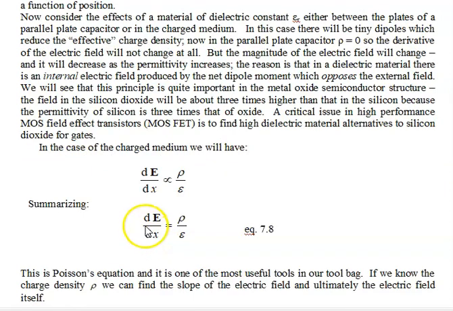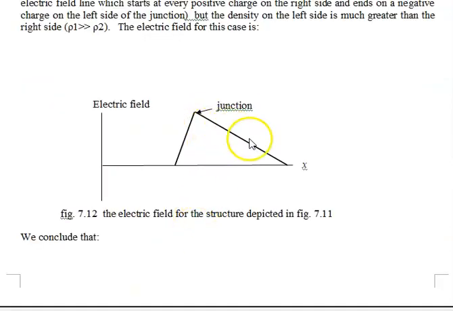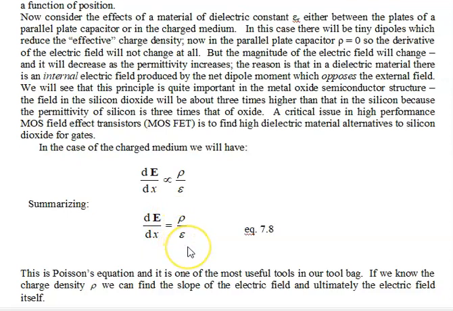So in summarizing, we have dE/dx, which is the slope of the electric field with respect to position, equal to the charge density divided by the permittivity. So the smaller the charge density, the smaller the slope. Here, the slope here is much smaller than on this side, where you have a high charge density, and it's proportional to 1 over the permittivity. And this is Poisson's equation, and it is one of the most useful tools in our tool bag.